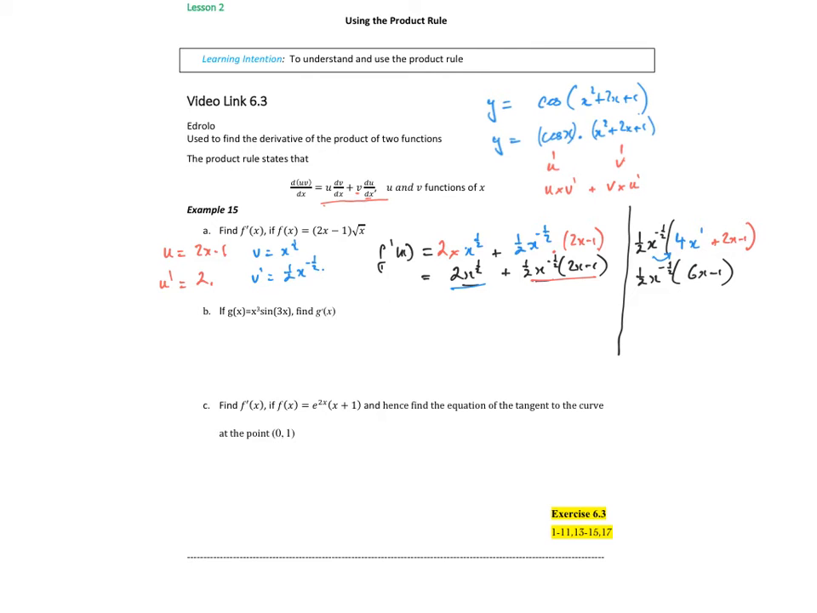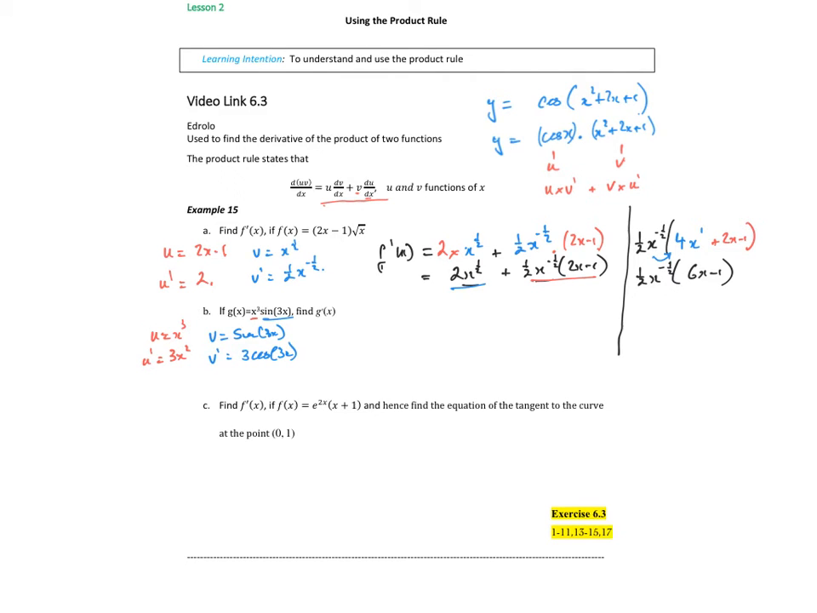Let's move on. Again, you can see how we've got two distinct functions. I've got an x cubed function and a sine 3x function, two distinct places where the variable x is. So u equals x cubed, u dashed is equal to 3x squared. If v is equal to sine 3x, then v dashed is the derivative of sine, which is cos, and the 3 comes out the front.